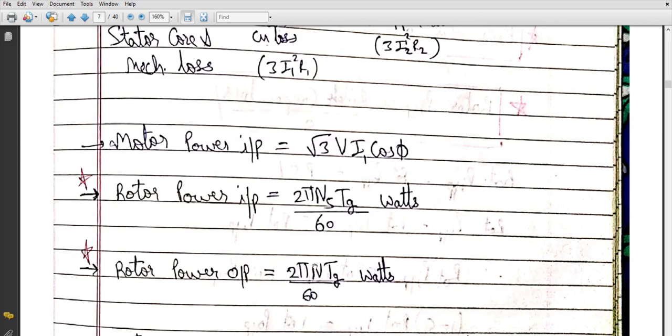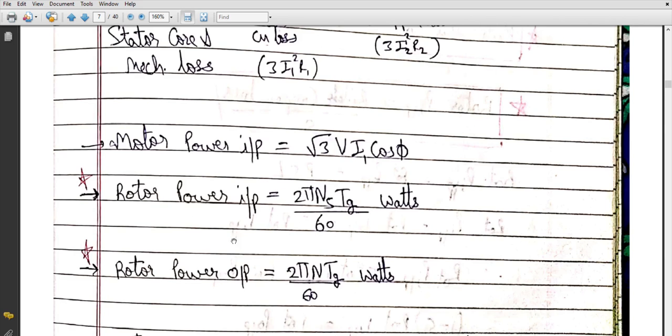You can replace omega by 2 pi N divided by 60. Now in this case we are not using Ns; instead we are using N. This N is again in rotations per minute, but this N is your rotor speed. This is not your synchronous speed. This is your rotor speed N. Be careful. Because this is your rotor power output, you are taking the rotor speed, and here you are taking Ns because this is your rotor power input.